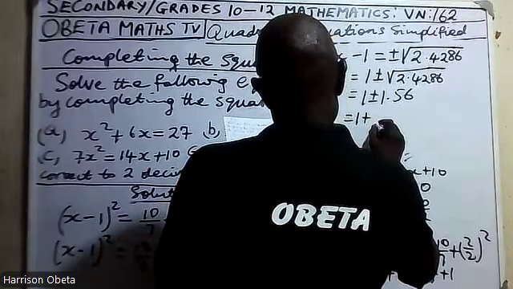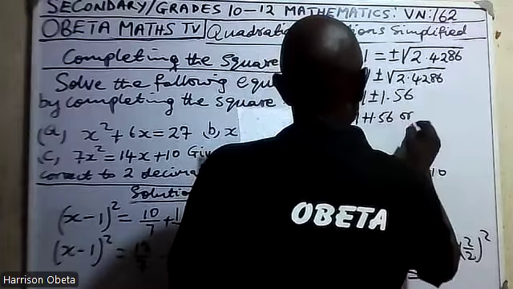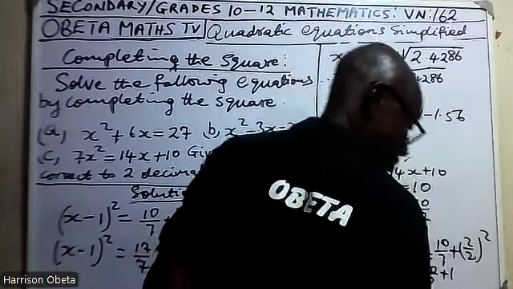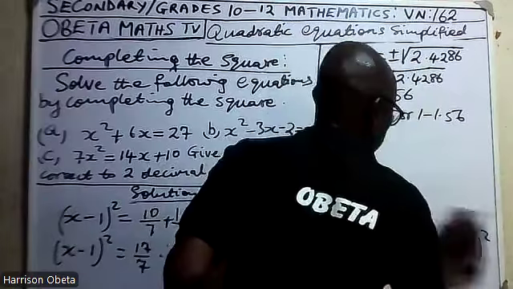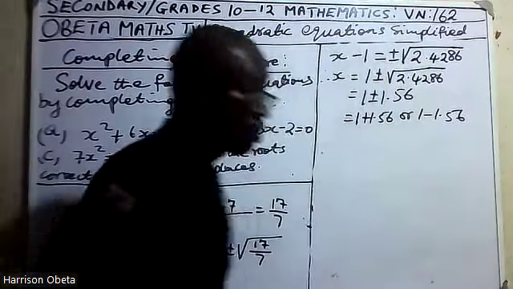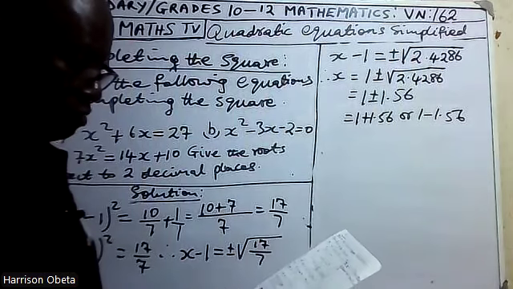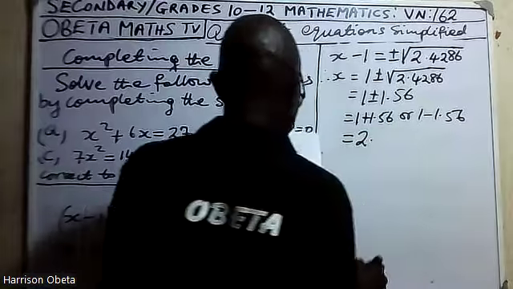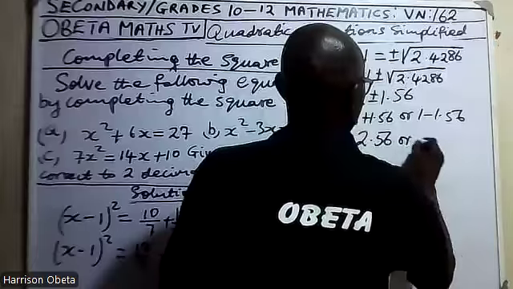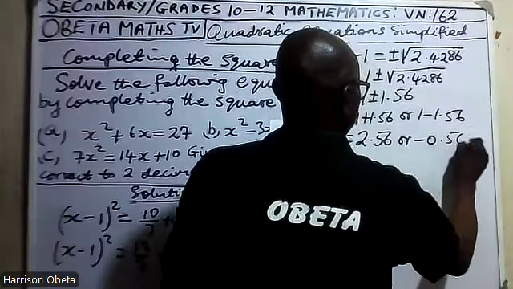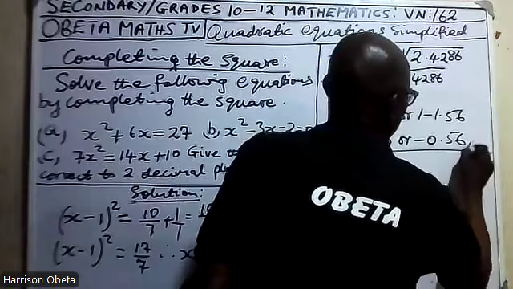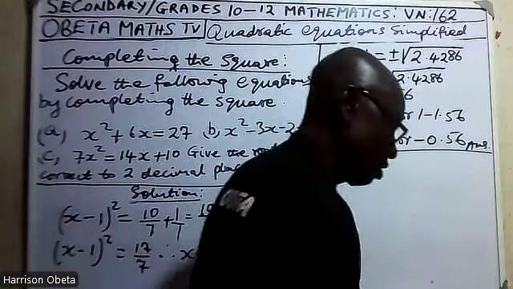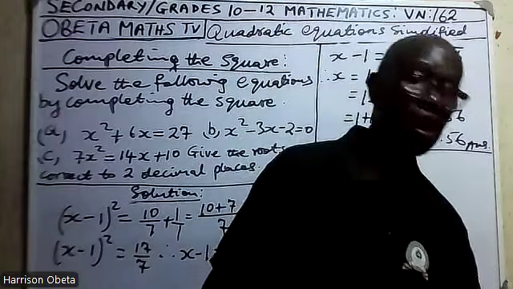So that will give us 1 plus 1.56 or 1 minus 1.56. And then to move on, we have carrying out the addition. That will give us 2.56 or minus 0.56. So this is the answer to the question, and that's the end of the questions for now.